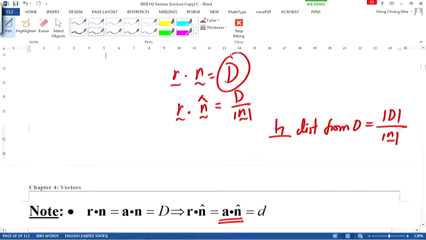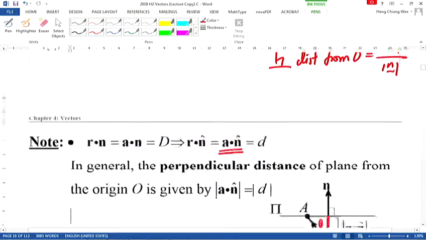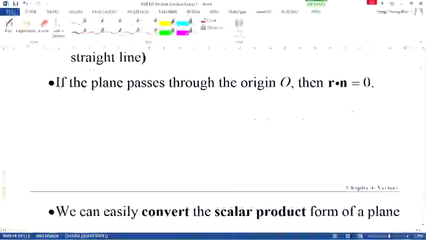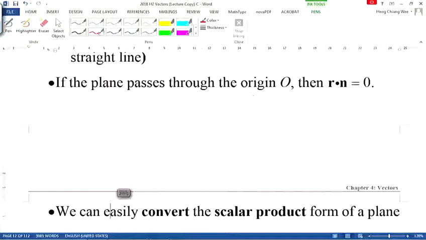And if this number equals 0, I can conclude straight away that the plane contains the origin. If this number is 0, I can conclude that the origin must be on this plane because the distance is 0. This is a side remark. If the plane contains the origin, then this number has to be 0, so r dot n equals 0.